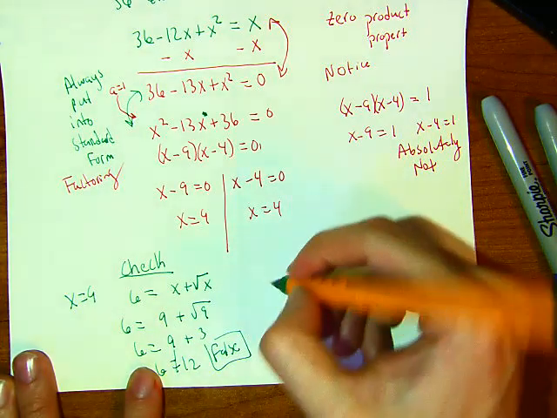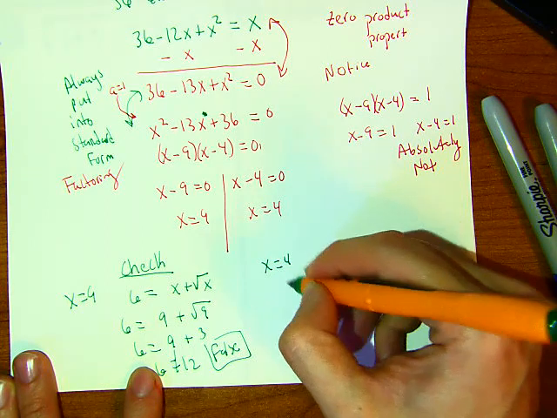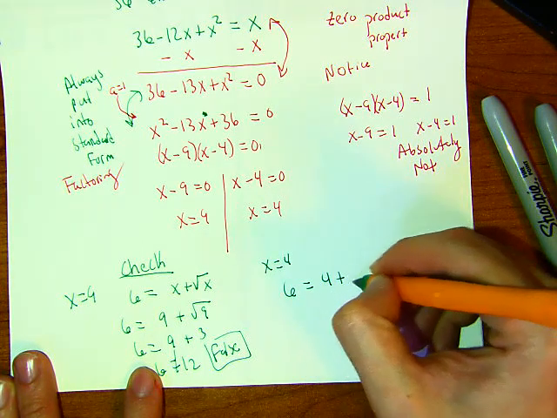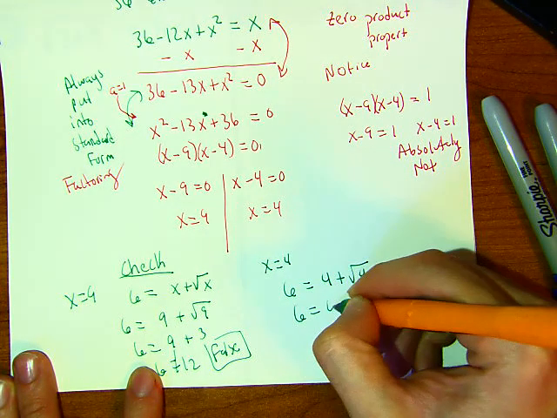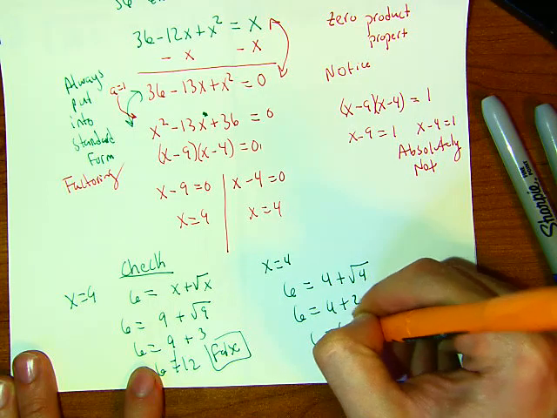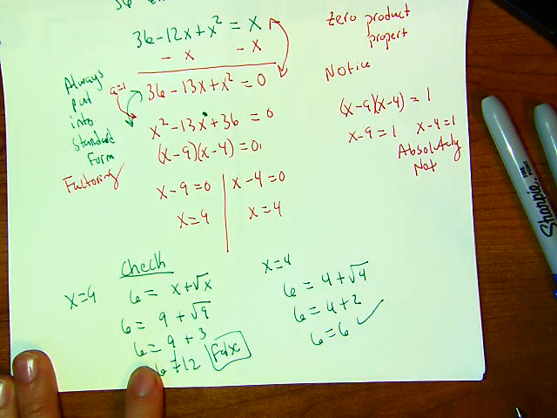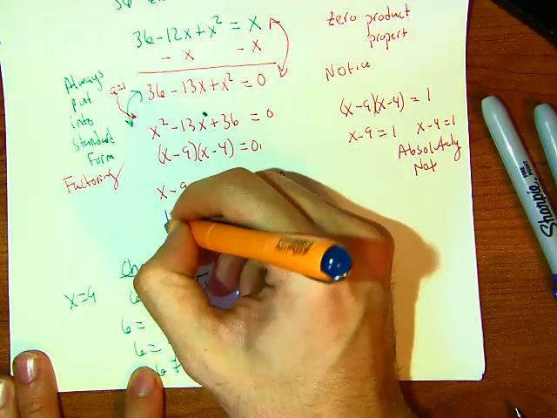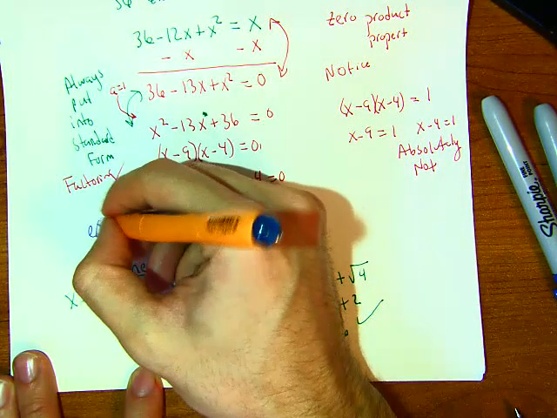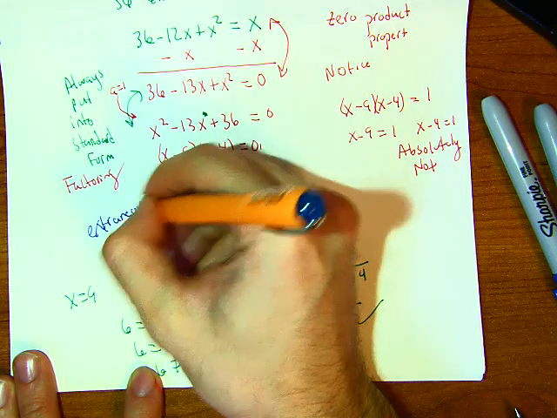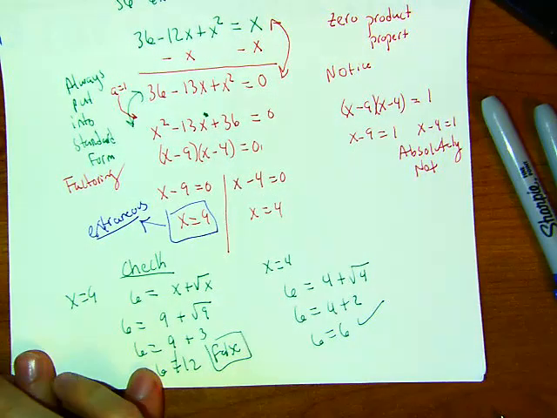What about x is equal to 4? Well, 6 is equal to 4 plus square root of 4. 6 is equal to 4 plus 2. 6 equals 6. This is true. So here we have x equals 9 is extraneous, and x equals 4 is your solution.